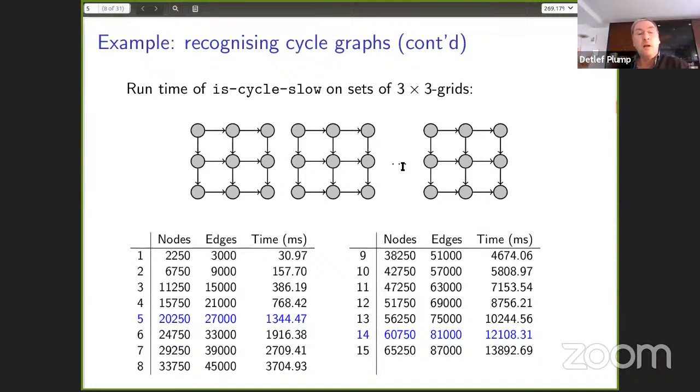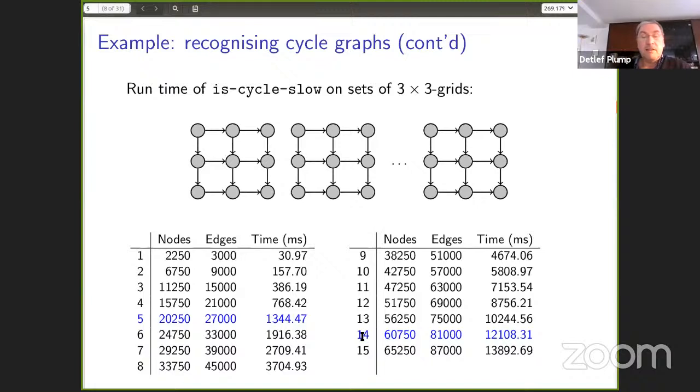We gradually increase the number of these 3x3 grids for the timing, and we end up with the timing at the bottom of the table, which Graham thankfully did just one or two days ago. I don't want to discuss that too much. Perhaps we look at just two lines. You can see here graph 5, for instance. This graph has about 20,000 nodes, 27,000 edges, and the times are always in milliseconds. So the program finishes in 1.3 seconds. Of course, it will fail because none of these graphs is a cycle graph.